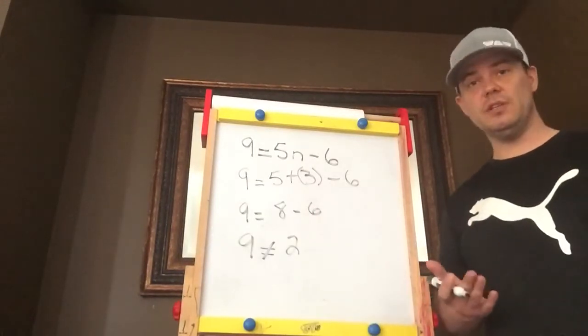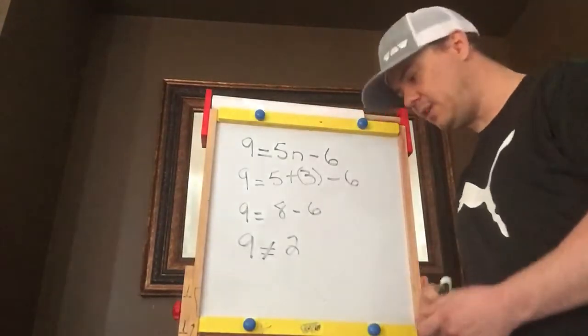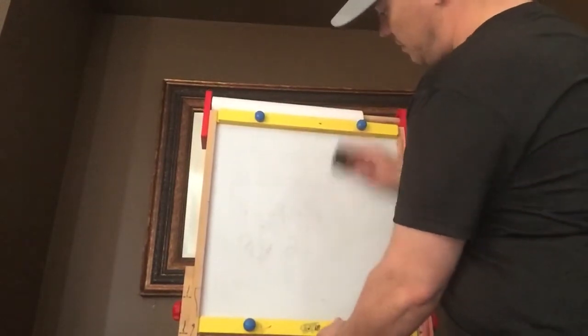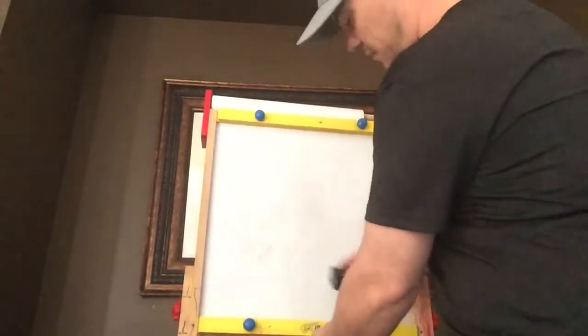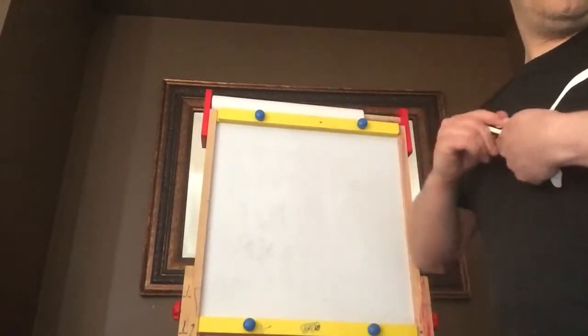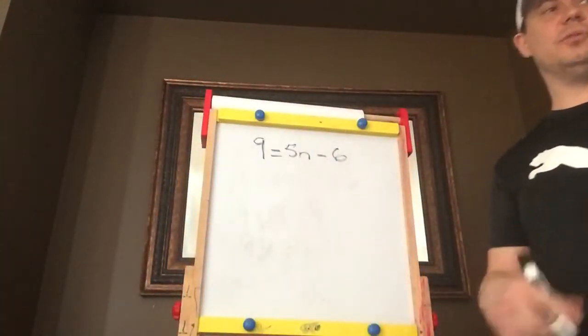Now the best way to do this is to check the work yourself. You guys know how to show proof of work now. We've done that many times. So take the time to check the question yourself. Okay, it was 9 equals 5n minus 6. And we're checking to see if n equals 3.